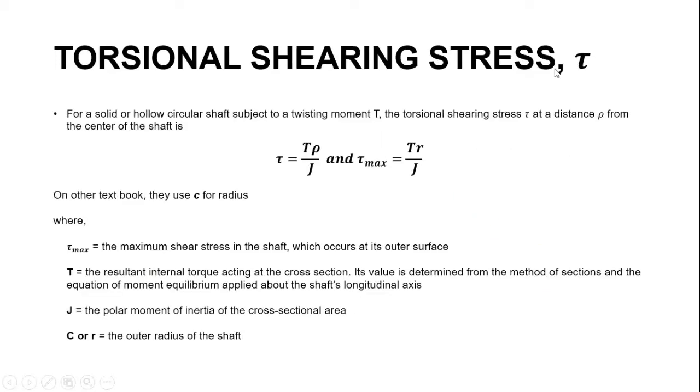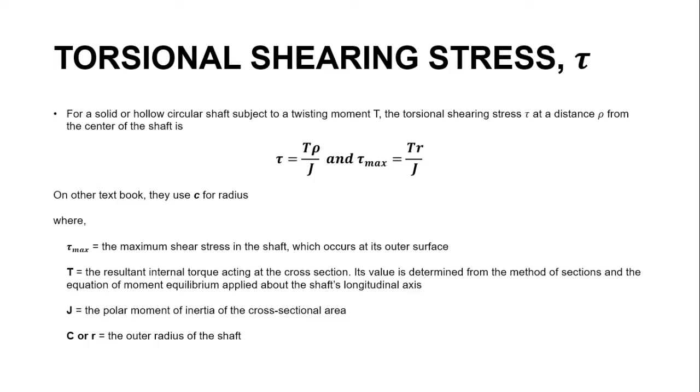So, next naman is torsional shearing stress. So, sabi dito, for a solid or hollow circular shaft, subject to a twisting moment T, the torsional shearing stress tau at a distance rho from the center of the shaft is, so tau is equals to T rho over J, and tau max is equals to TR over J.